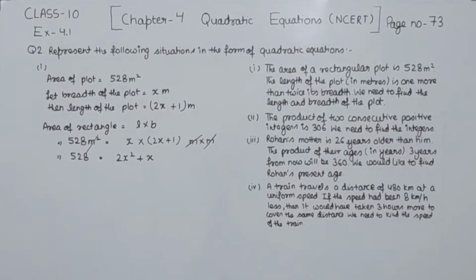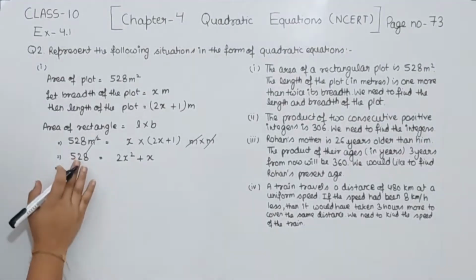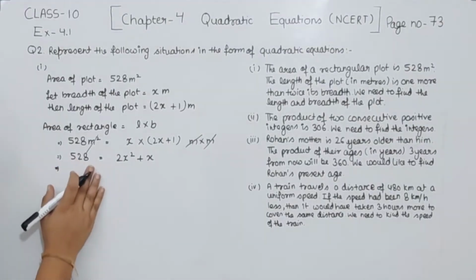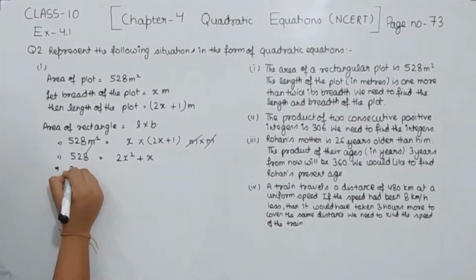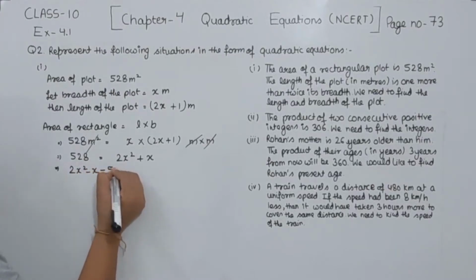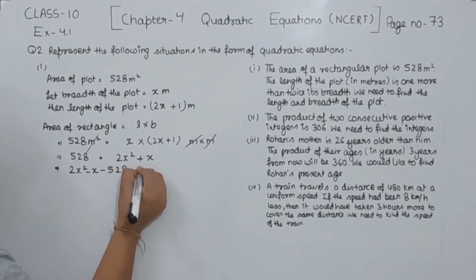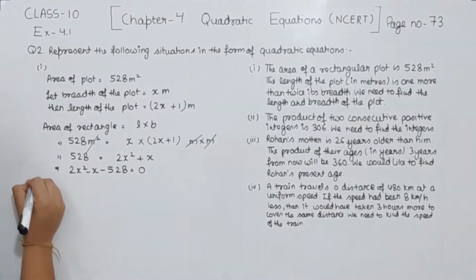Now this one is a quadratic equation. We have to transpose this 528 from left hand side to the right hand side. So this is 2x square minus x minus 528 is equal to 0. So this one is a quadratic equation. Now comes to the next one, the second one.